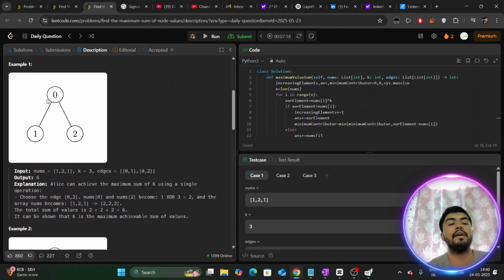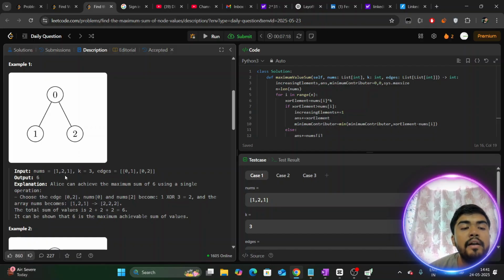Now in this example test case, you can see that is the graph, or more specifically the tree, they have given. You can consider it as a tree or a graph altogether, there is no issue with that. Here you can see there is an edge from 0 to 1 and an edge from 0 to 2. The value on node 0 is 1, the value of node 1 is 2, and the value of node 2 is 1.